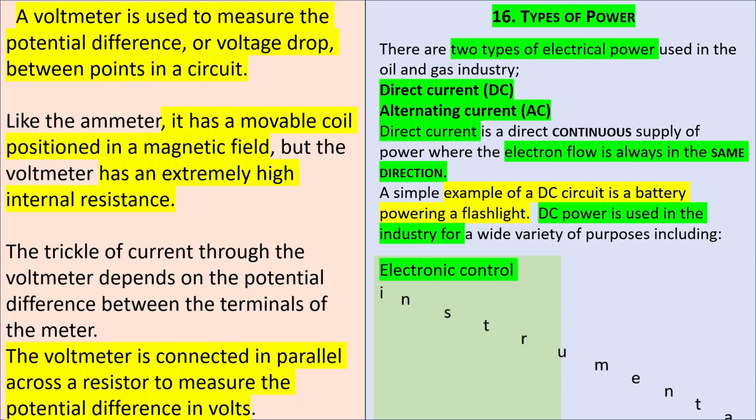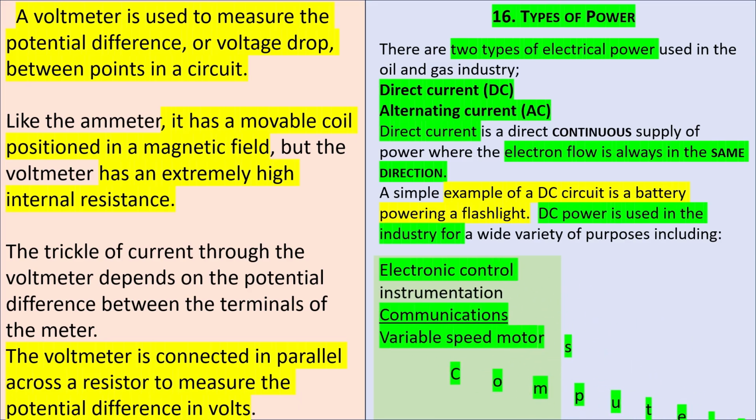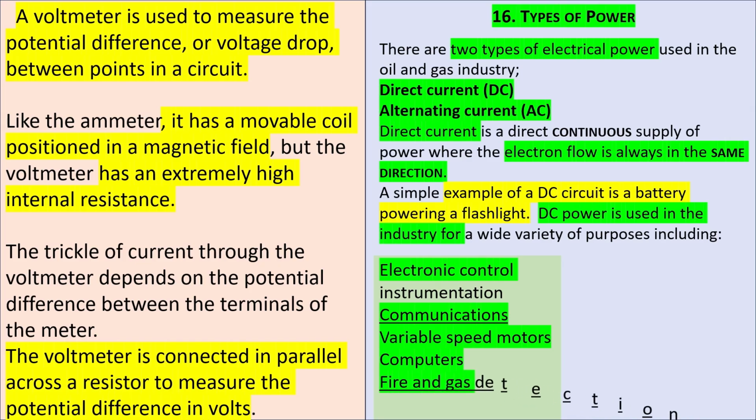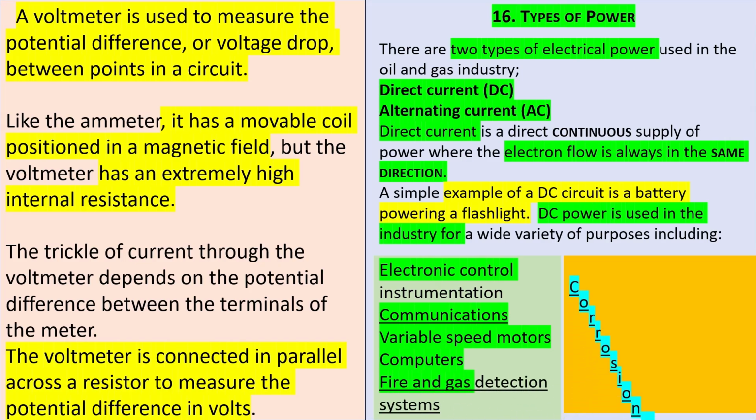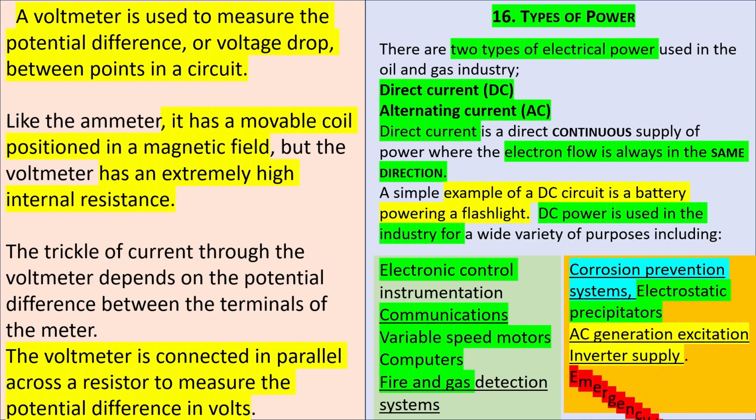DC power is used in the industry for a wide variety of purposes, including electronic control, instrumentation, communications, variable speed motors, computers, fire and gas detection systems, corrosion prevention systems, electrostatic precipitators, AC generation excitation, inverter supply, emergency lighting, and arc welding.